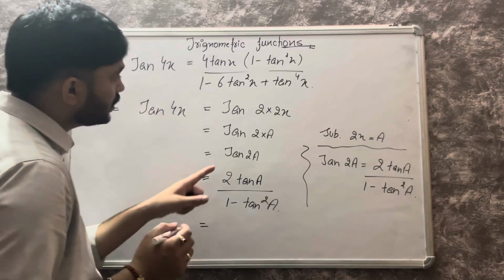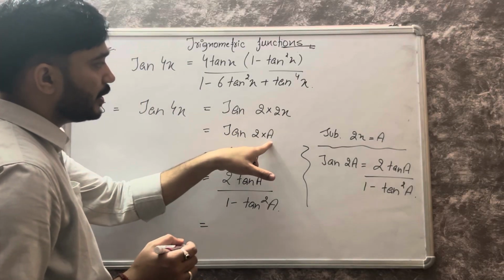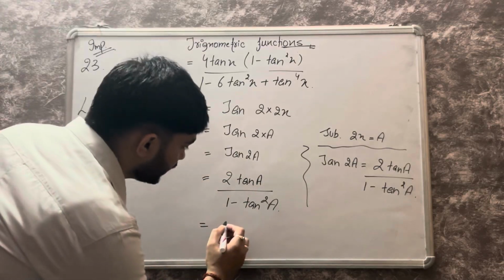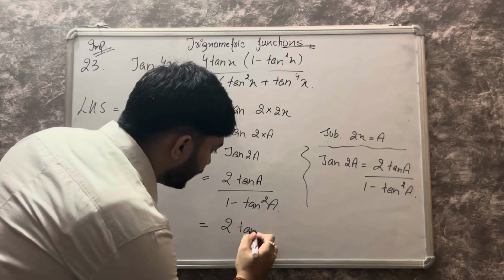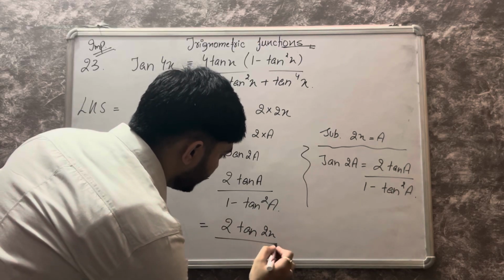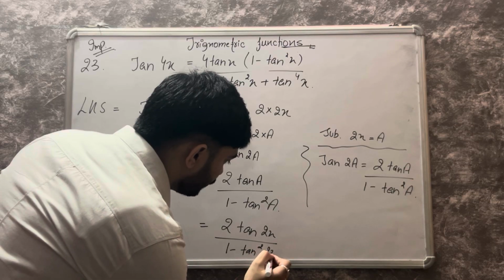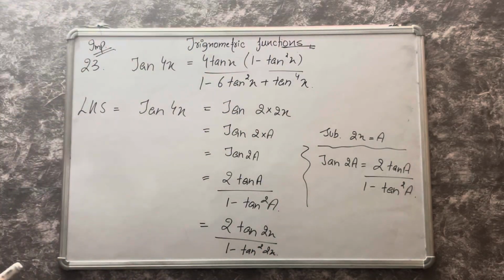Since we have put the value 2x equal to a, now we are going to resubstitute this value here. So we will get 2 tan 2x divided by 1 minus tan square 2x. Any doubt still here?